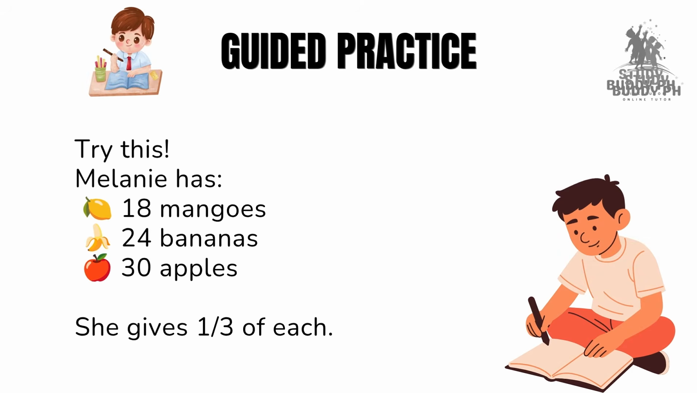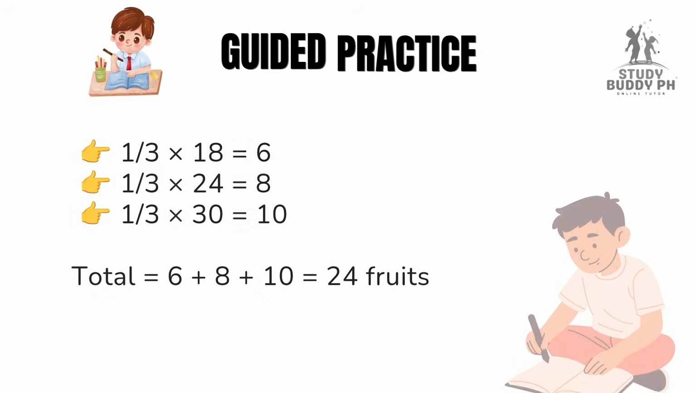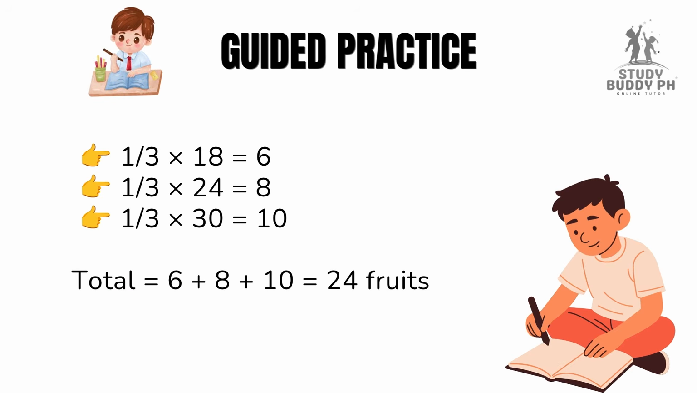Try this. Melanie has 18 mangoes, 24 bananas, 30 apples. She gives 1/3 of each. One-third times 18 equals 6. 1/3 times 24 equals 8. 1/3 times 30 equals 10. Total equals 6 plus 8 plus 10 equals 24 fruits.